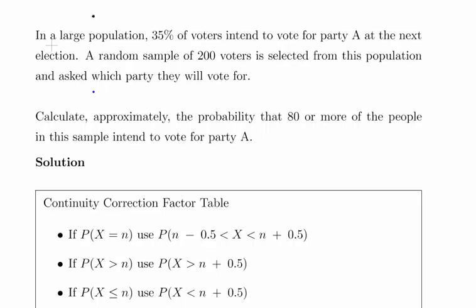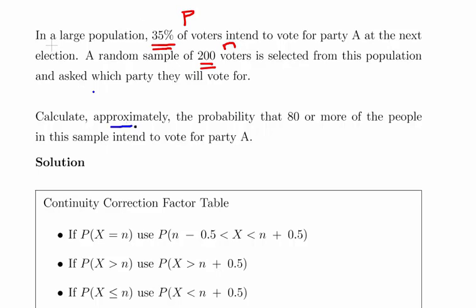Okay, in this presentation we're going to look at the normal approximation of the binomial distribution. So the question is as follows: in a large sample, 35% of voters, that's a probability value or a proportion, intend to vote for party A at the next election. A random sample of 200 voters, which is the sample size or number of trials, is selected from this population and asked which party they're going to vote for. Calculate approximately the probability that 80 people or more in this sample intend to vote for party A.